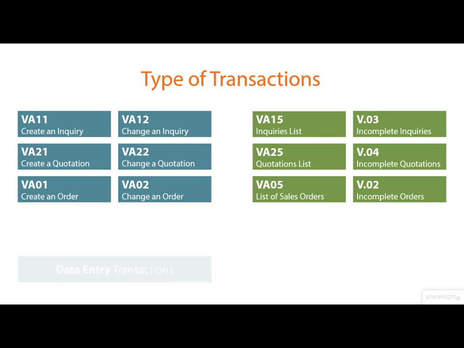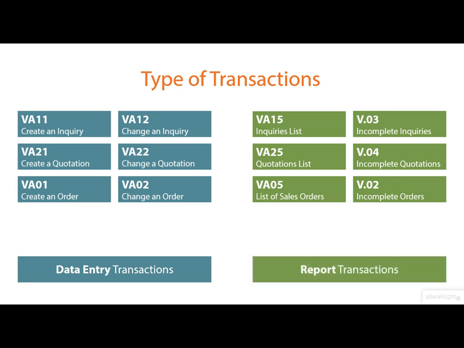That's right. We classify the transactions in blue as data entry transactions. So they enable us to enter data on the screen and then store this data in the database. On the other hand, we classify the transactions in green as report transactions. Report transactions aim to list the data from the database that we entered in the data entry transactions for further analysis.